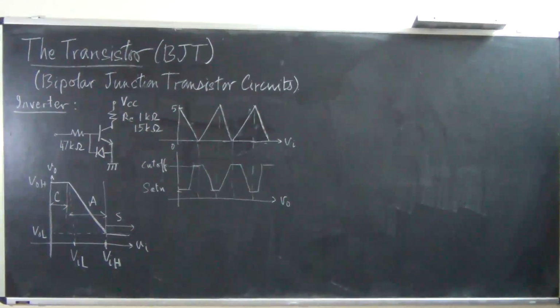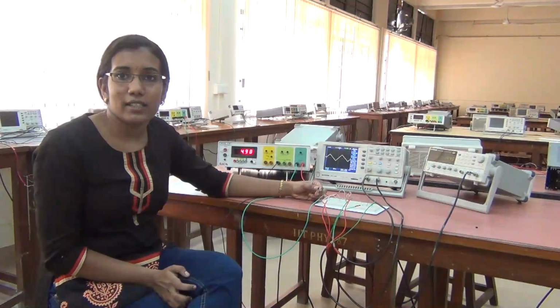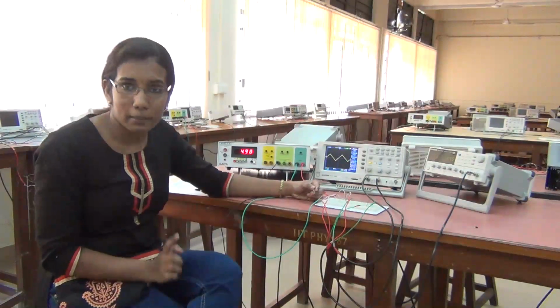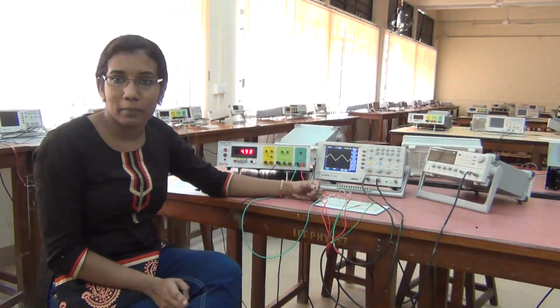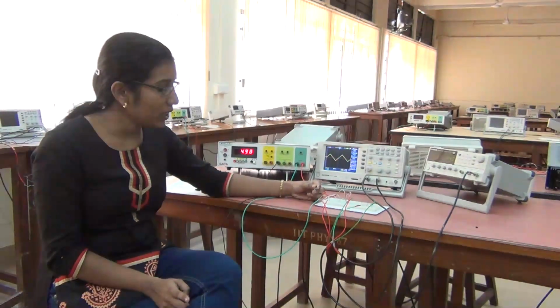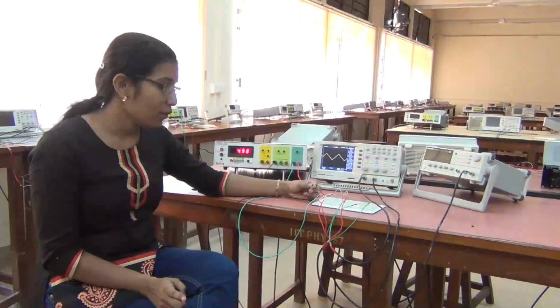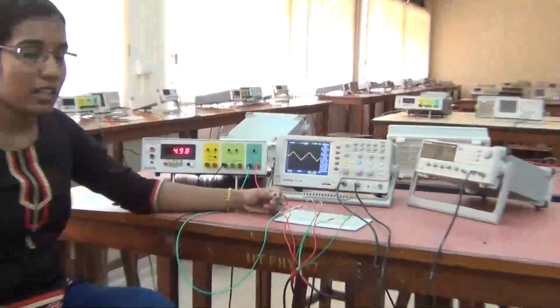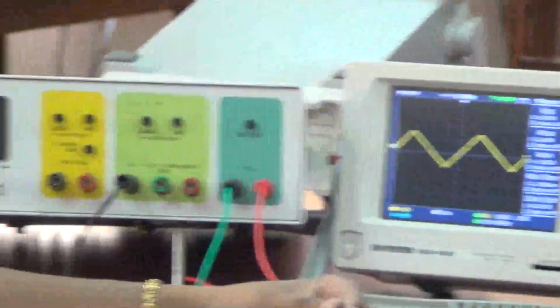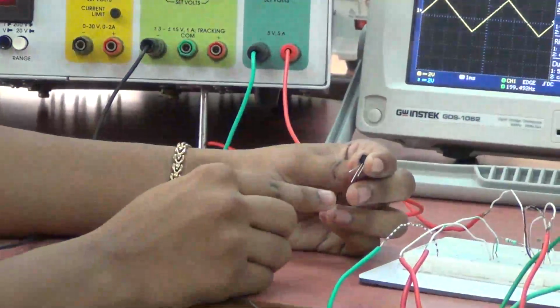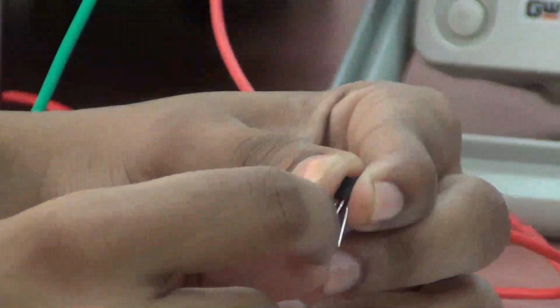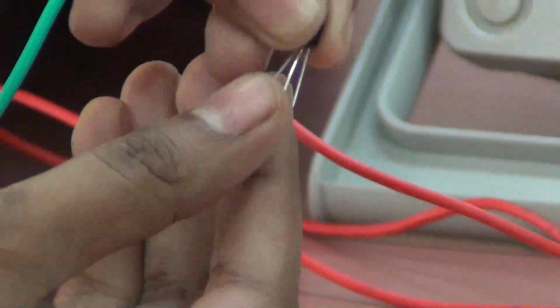So today we will see the demonstration of experiment number 6 of ESC201 Lab. The experiment is on the bipolar junction transistor. So we are here using a BC547 transistor. The first part of the experiment is the BJT inverter circuit. So here is the BC547 transistor. The pin diagram is given in the handout given to you.